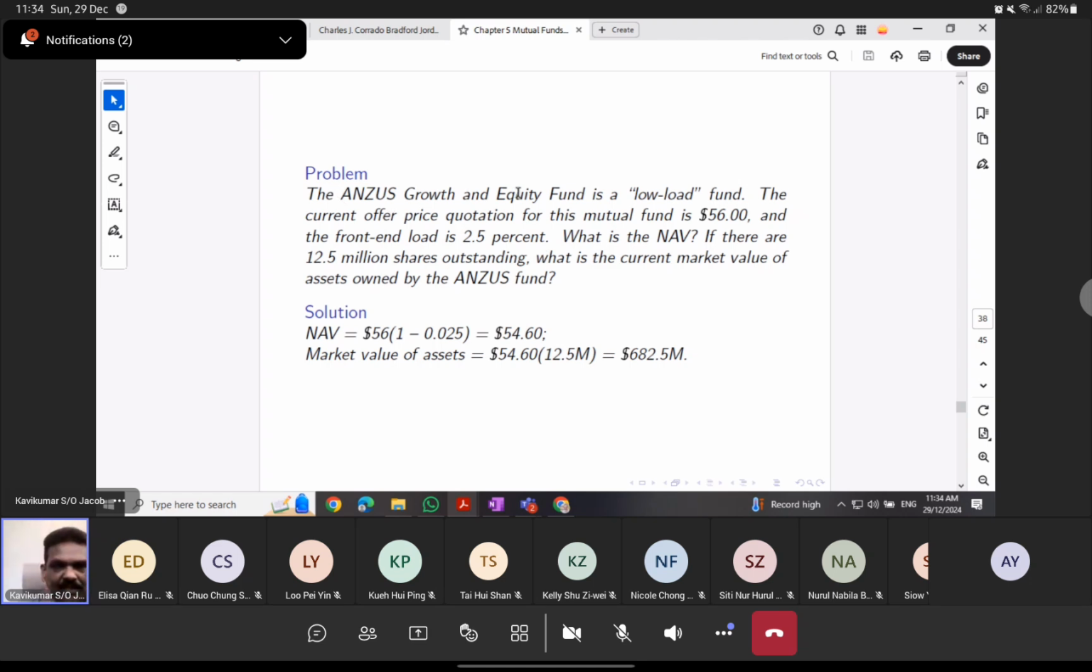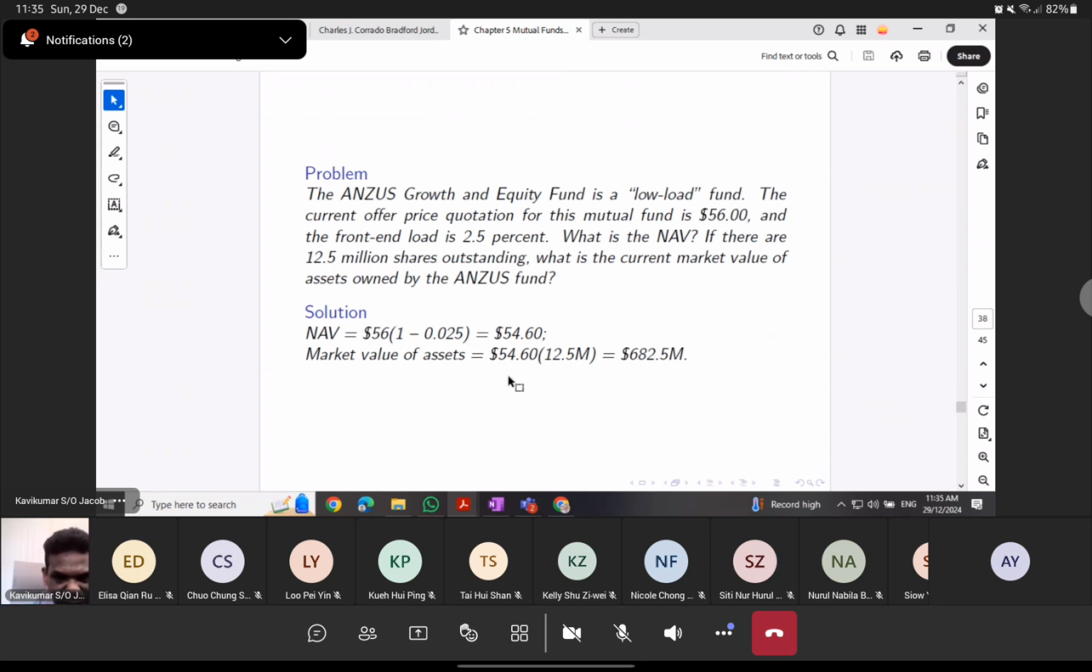The ANZ US growth and equity fund is a low load fund. The current offer price quotation for this mutual fund is $56 and the front end load is 2.5%. What is the NAV? Okay, this is a direct question. So the mutual fund offering price is 56 and 2.5% is the front end load, meaning chargeable, taxable. So the net asset value is 54.60.